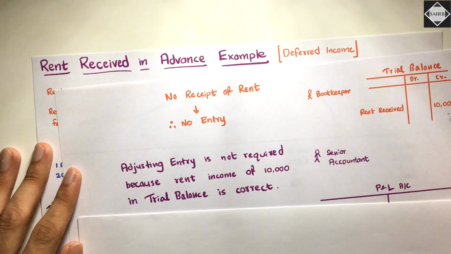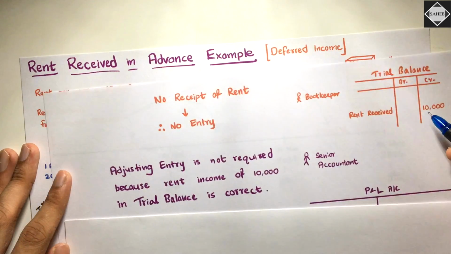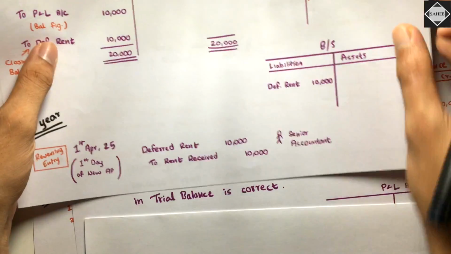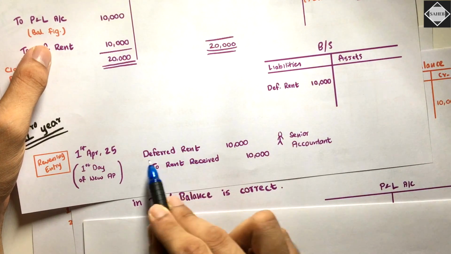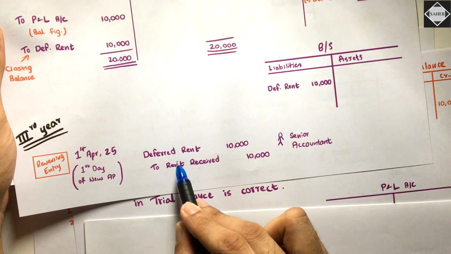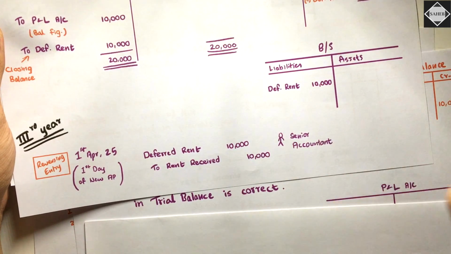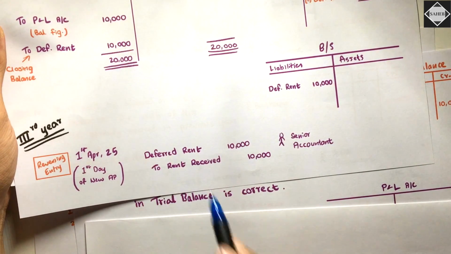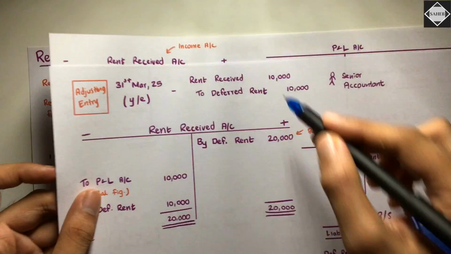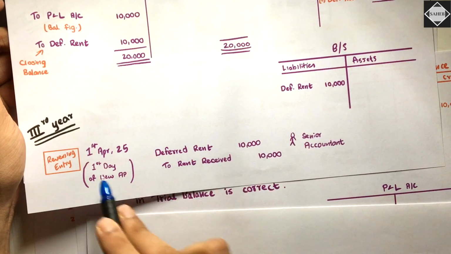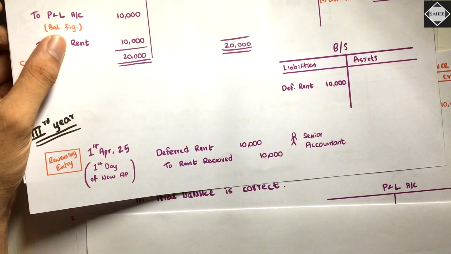Rent received will come over here, 10,000. How will it come over here? Because of the reversal entry. Understand, in the reversal entry, what we have done, we have cancelled the deferred rent account. You have cancelled this by debiting it. Deferred rent has a credit balance. It is a liability. To cancel, you debited it and you cancelled that. Rent receipt you recorded by 10,000 when you did the reversal of this adjusting entry on the first day of the third accounting period.